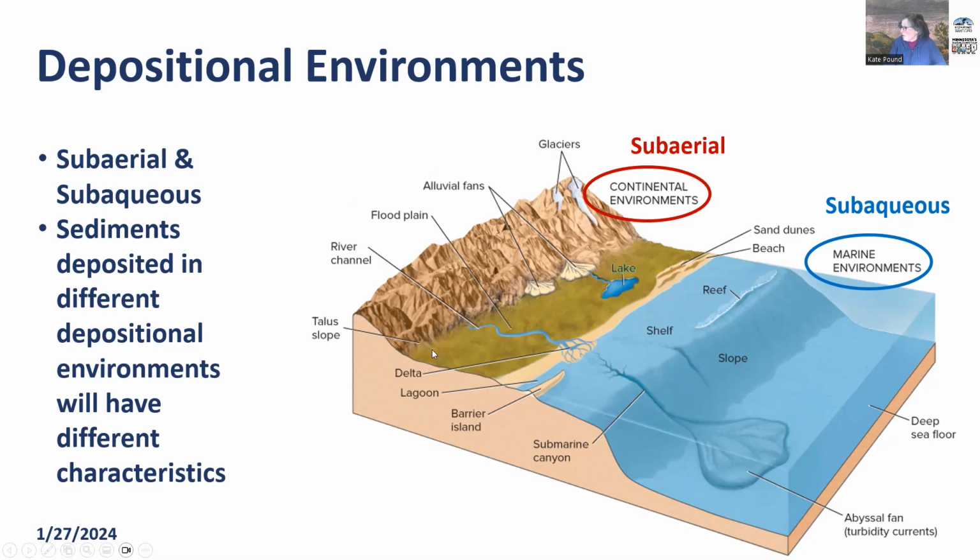So here at the base of the slope, we've got a talus slope. That's all the material that's fallen down the steep slope. There's river channels, there's floodplains, there's alluvial fans. That's where streams exit the mountains, and the streams that are carrying a lot of sediment suddenly drop their sediment in a fan-shaped deposit. There's ice. Here they've got mountain glaciers.